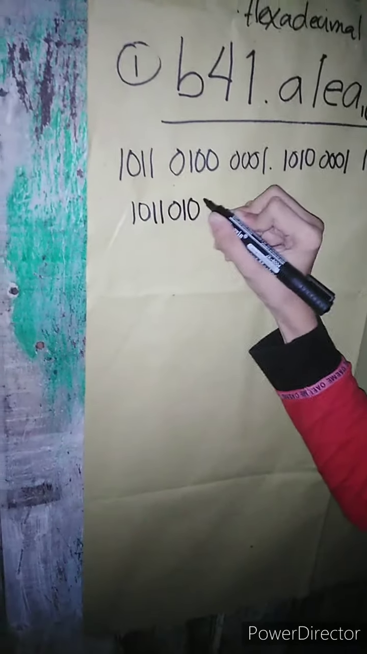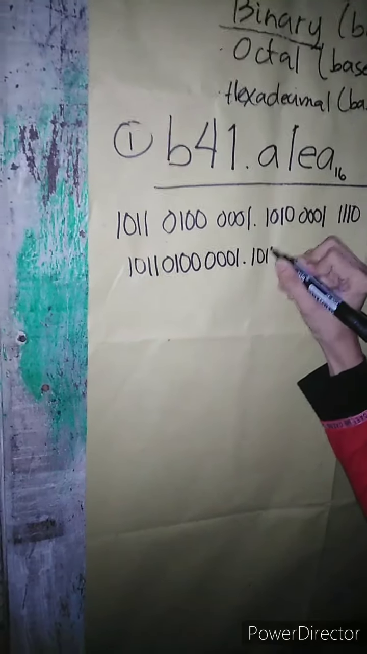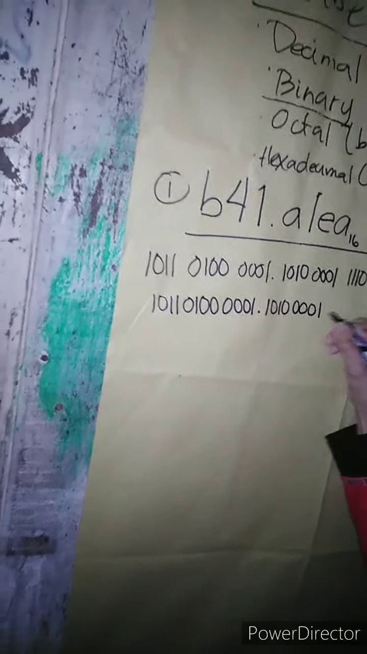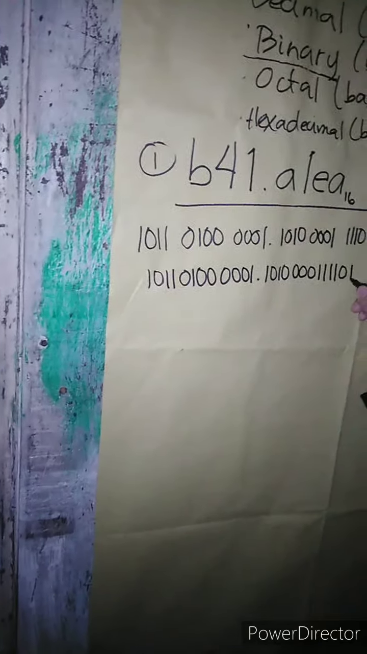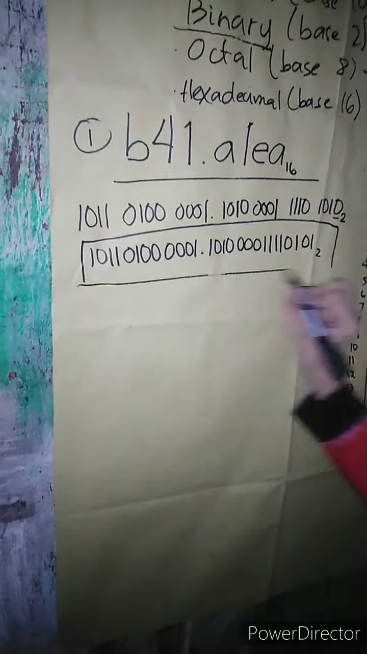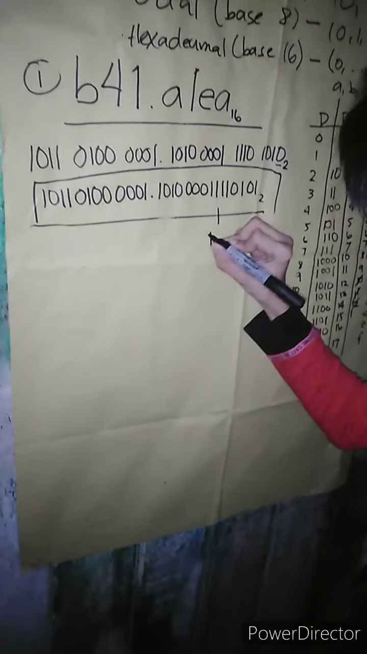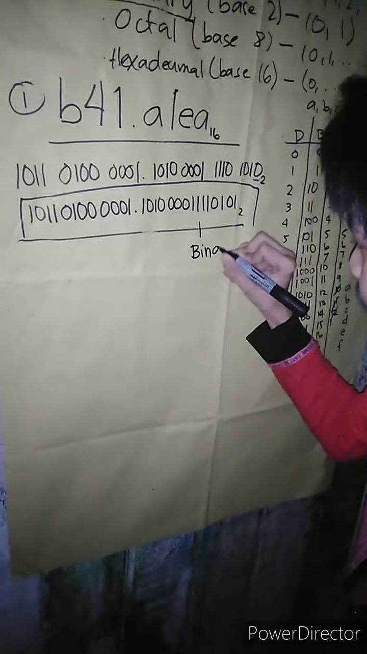So we have 1011, 1.1010, 0001, 1110, 101 base 2. And this is its binary equivalent. O, di ba ang ganda? So, lalagyan natin ng label. Kasi, we all know that having label is very important.